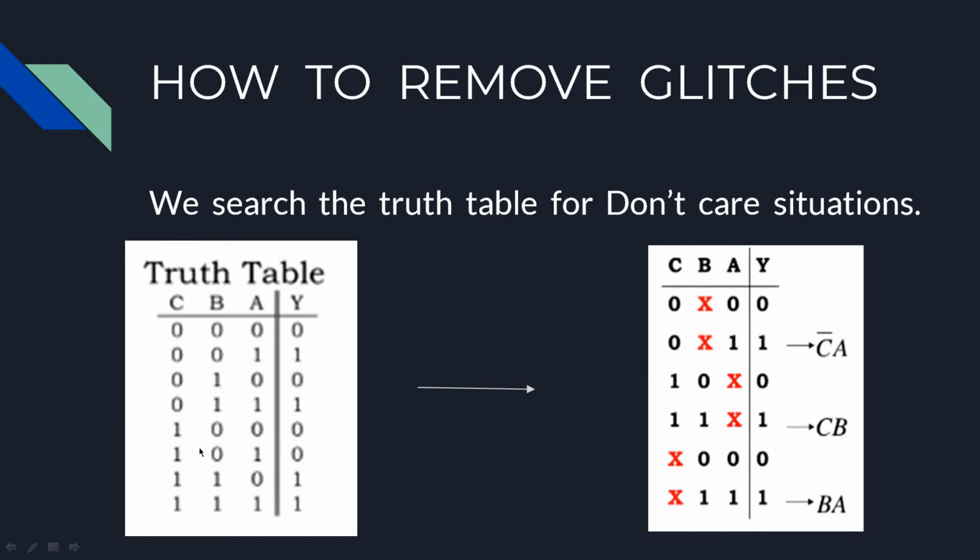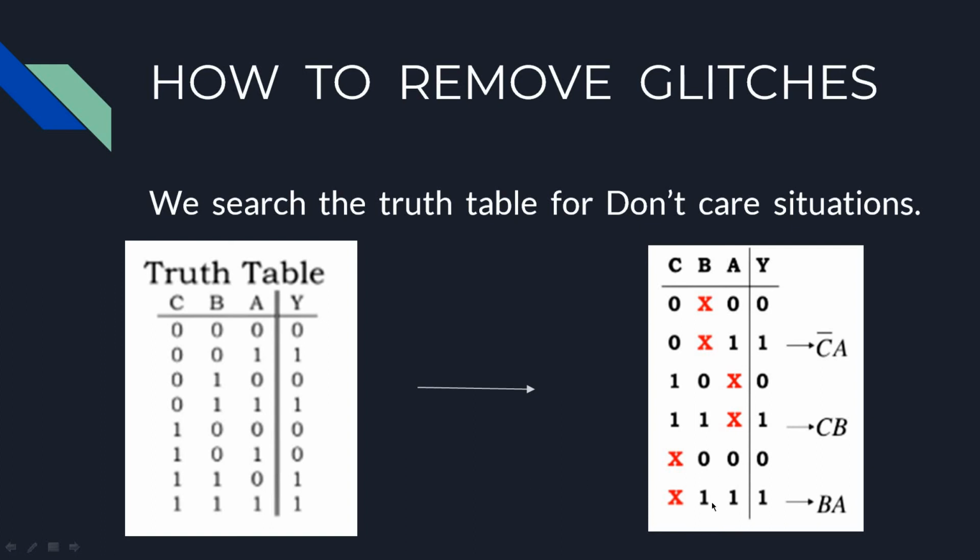In the same way, the fifth and sixth terms. Now C is 1, B is 0, A is changing. So we put a don't care term for A. The output remains the same. You can see that. In the last two terms, C is 1, B is 1, A is changing, but the output is not changing. So your output is not dependent on A. So we put a don't care term for A.